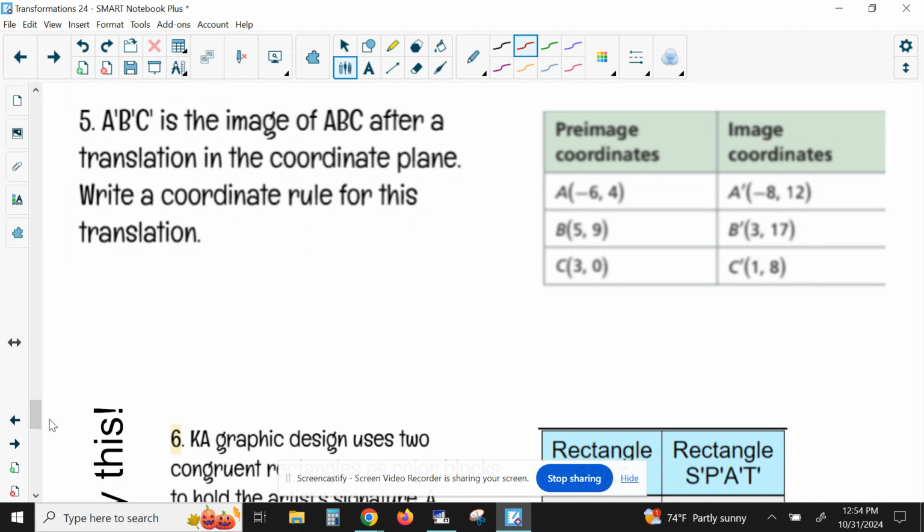Okay, look at number 5. We have A prime, B prime, C prime is the image of ABC, which we already knew, right? After a translation in the coordinate plane. Write a coordinate rule for this translation. Okay, so we have some points here. You have to ask yourself what has happened to the points. I'm going to give you a minute to look at it and see if you can come up with an answer. A coordinate rule, so it's got to be in coordinate notation, of what happened from this point moving to that point. Write down what you think.